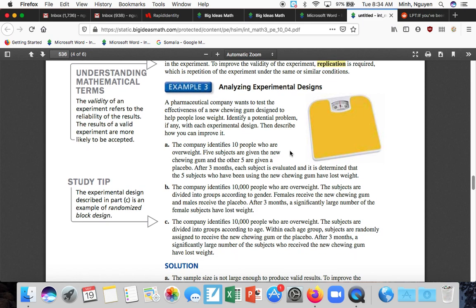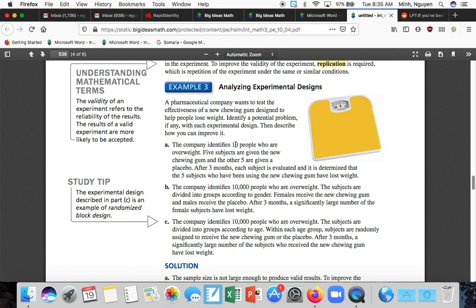Let's do a quick analysis. A pharmaceutical company wants to test the effectiveness of a new chewing gum designed to help people lose weight. Identify a potential problem, if any, with each experimental design. Then describe how you can improve it. Let's just look at the first one. The company identifies 10 people who are overweight. 5 subjects are given the new chewing gum, and the other 5 are given a placebo. After 3 months, each subject is evaluated, and it is determined that the 5 subjects who have been using the new chewing gum have lost weight.